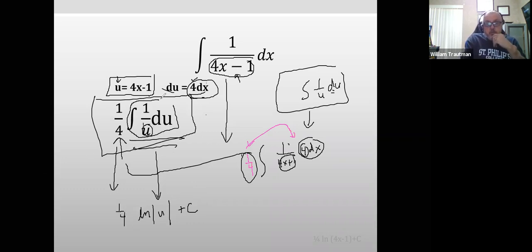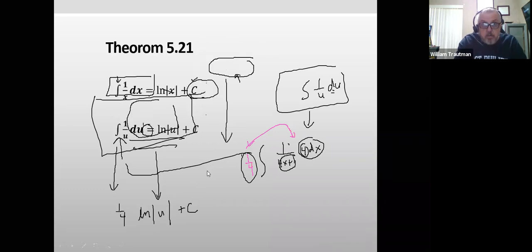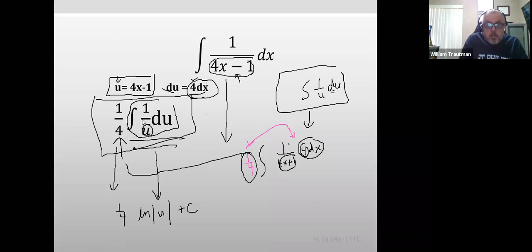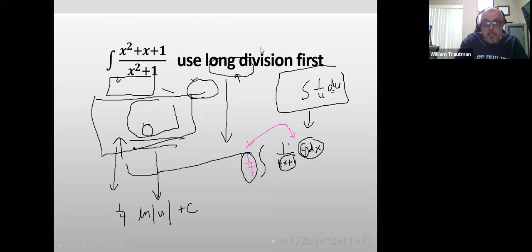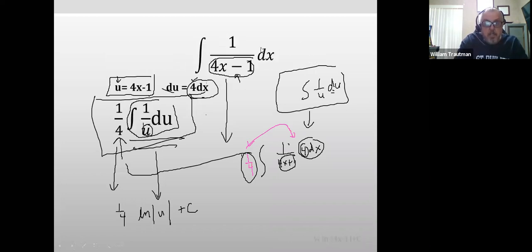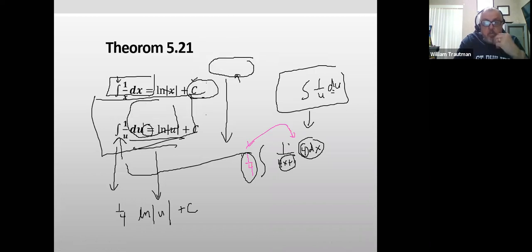Okay, so we got that integration formula. Don't forget from Theorem 5.21: integrating 1 over u du is just the natural log of u plus c.